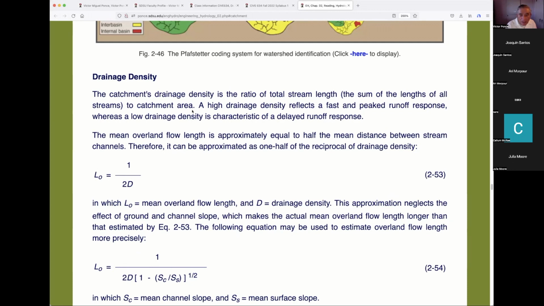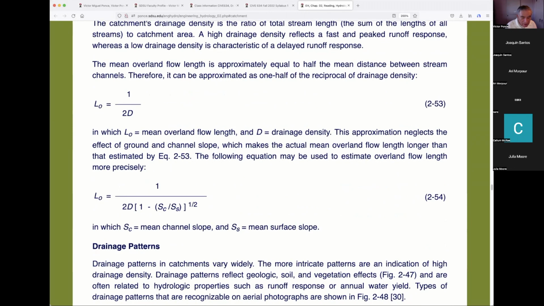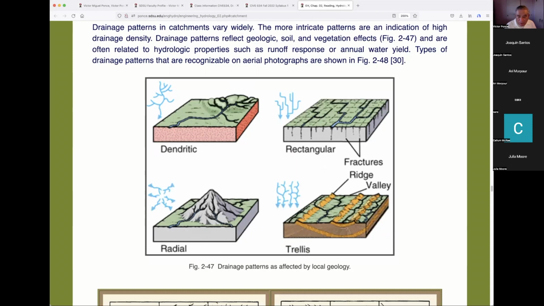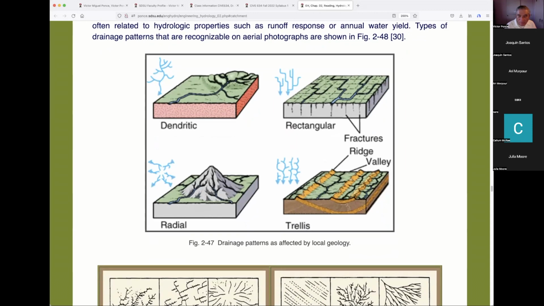There's a formula for the mean overland flow length. Oftentimes we have to look at mean overland flow lengths, and this is the formula for the mean overland flow length. Drainage patterns. We have various types of drainage patterns. I pulled this out of some report on the web. Dendritic, which is a standard, typical one; rectangular, and these rectangular drainage patterns would depend on the underlying geology. Radial, coming out of a mountain; trellis, where there are fractures, and there are typically fractures out there.